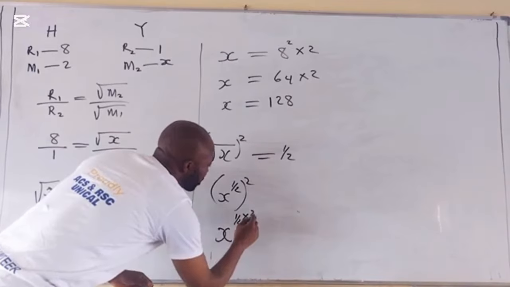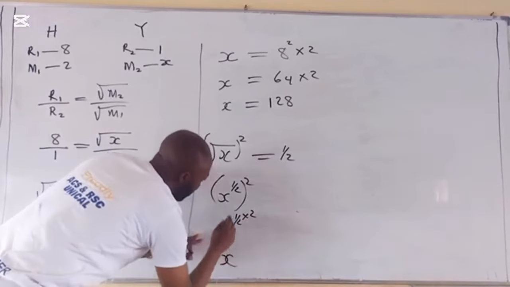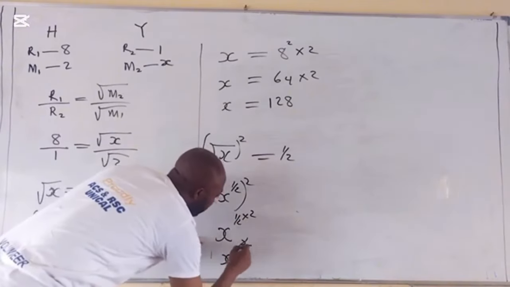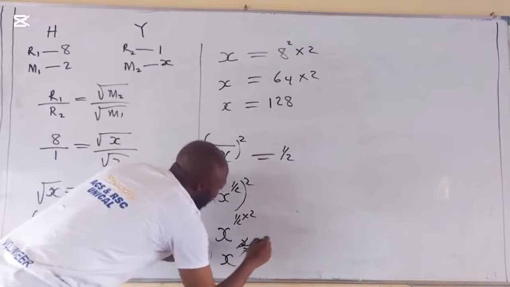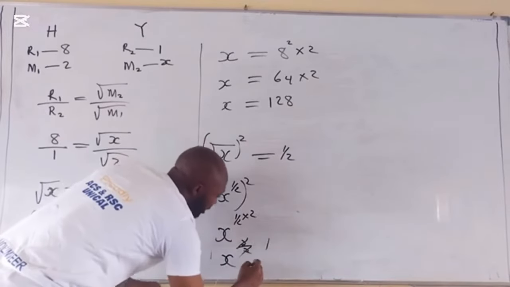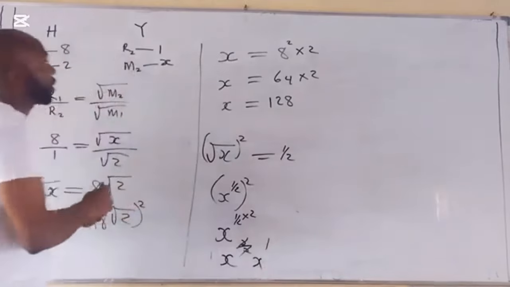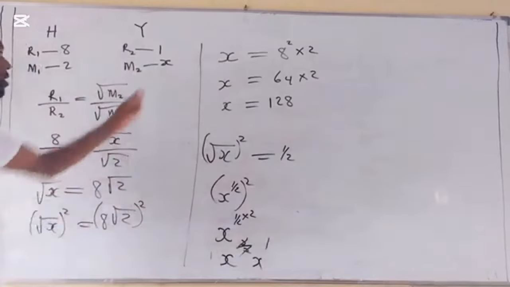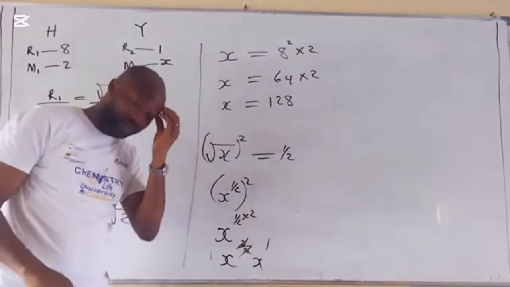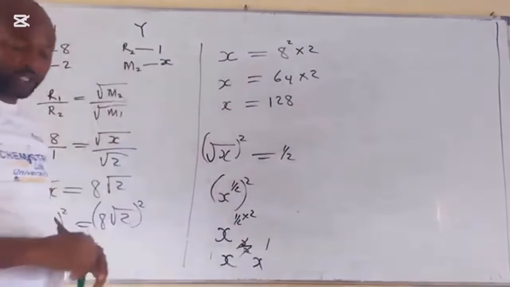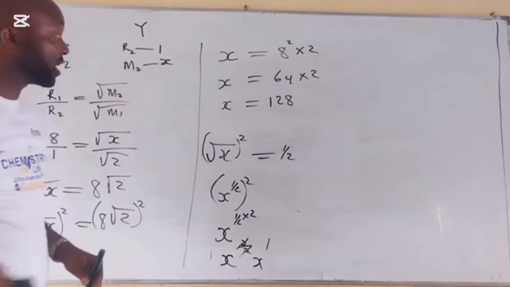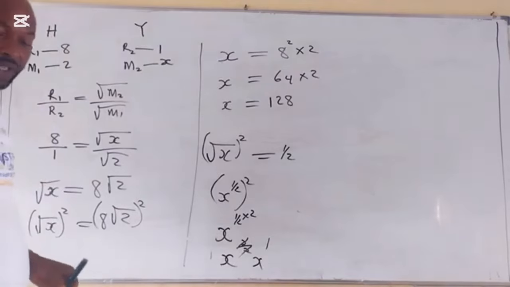1 times 2 is 2, divided by 2 gives us 1. So x raised to the power 1 is x. That is how, when we did this, we now have x. This is an explanation from indices. Let's take another question, please.